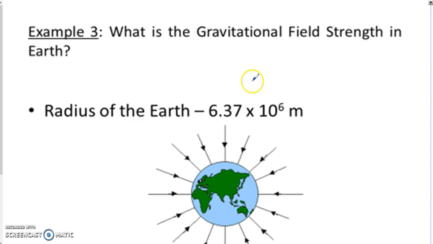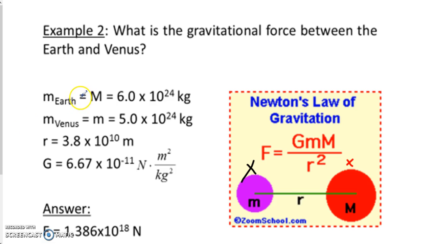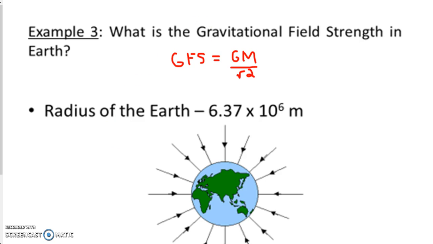Okay, so what is the gravitational field strength on Earth? So we have a radius of 6.37 times 10 to the 6th. So in order to get this, we have to get GFS equals G times the mass over r squared. So let's look back. So GM over r squared, and we know that the mass of Earth is 6.0 times 10 to the 24th. So let's write that down.